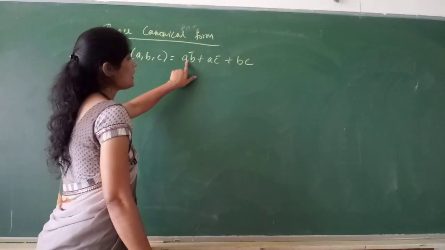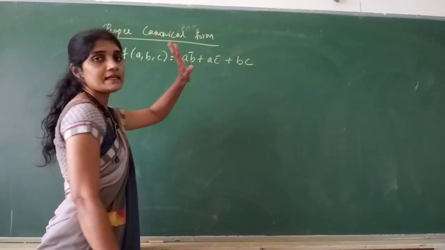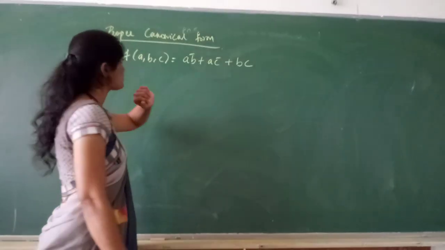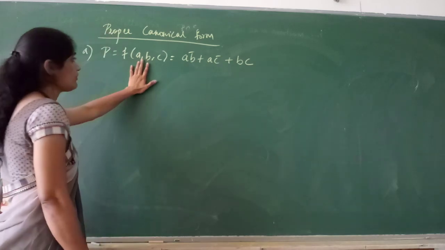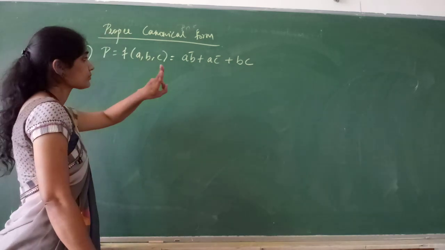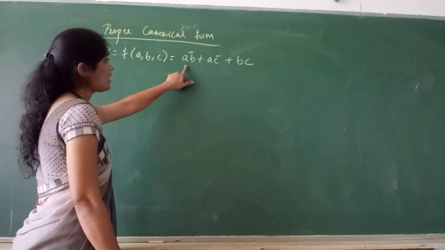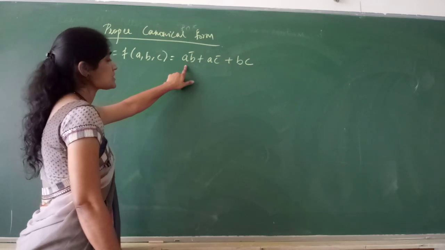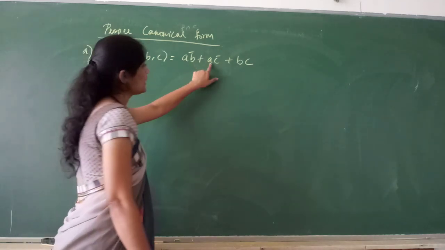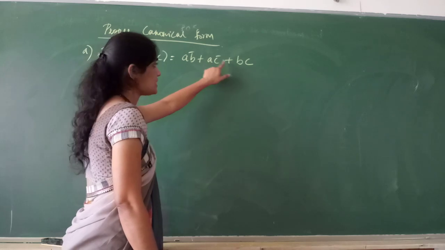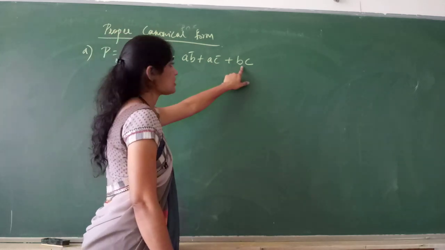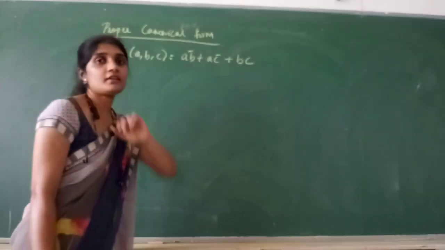If I have to call a product term a min term, all the literals should be there. All the variables should be there. How many variables do I have here? Input variables 3. Look at this. I have only 2 because C is missing. So this is not a min term. B is missing. This is not a min term. A is missing, again this is not a min term, so this is not in canonical form.